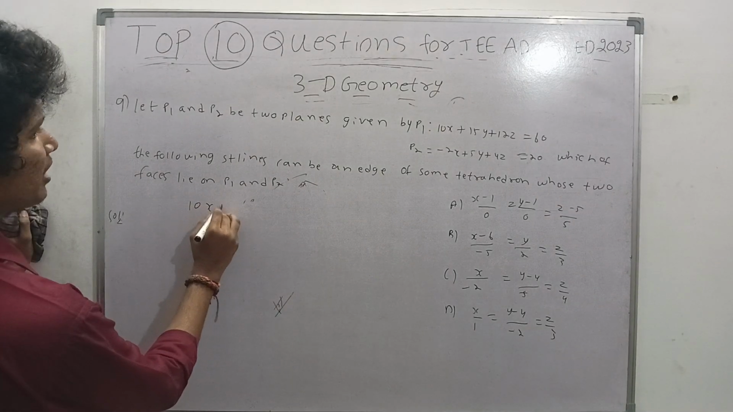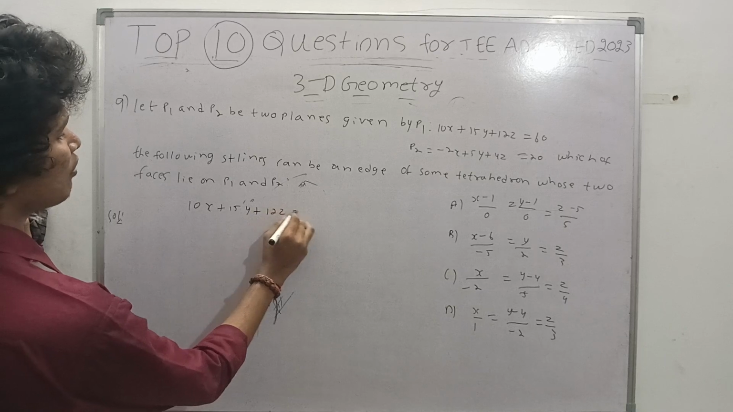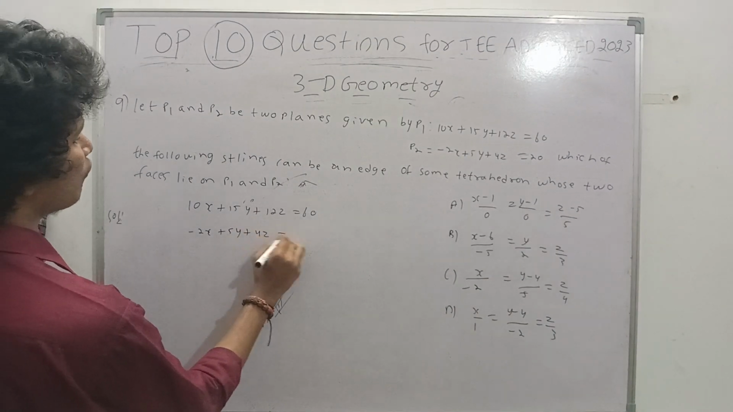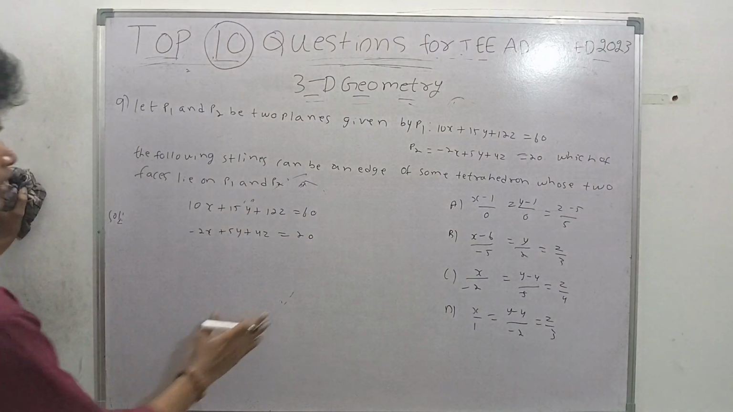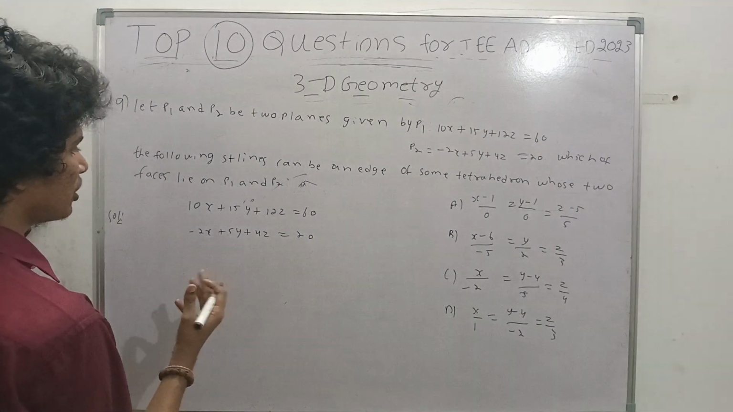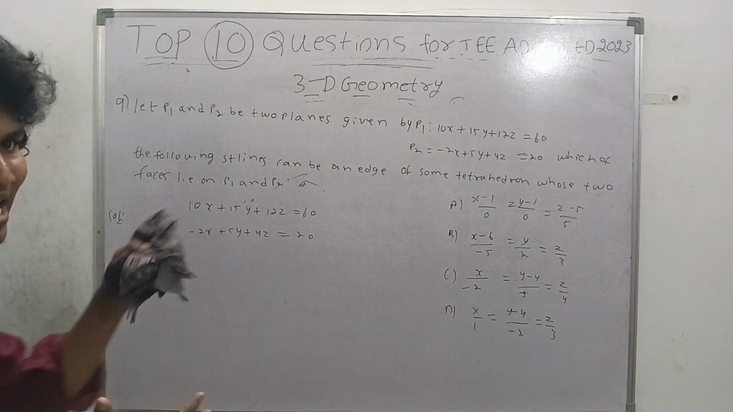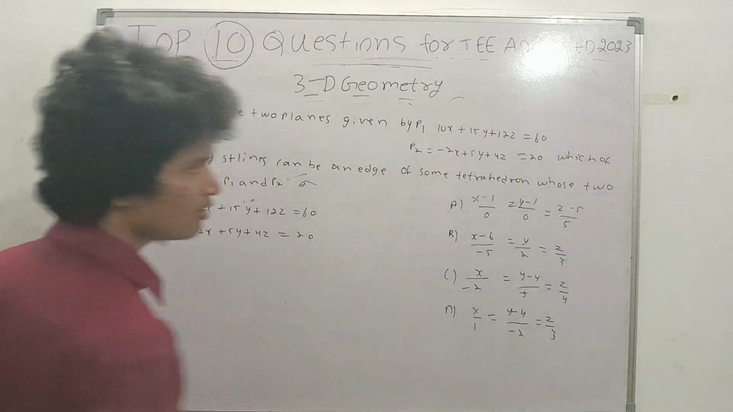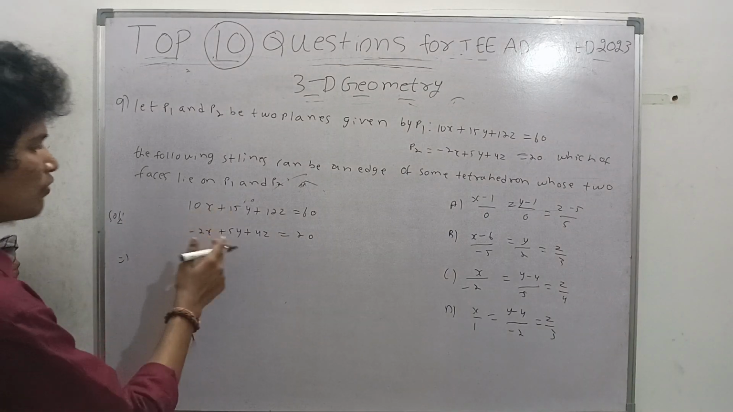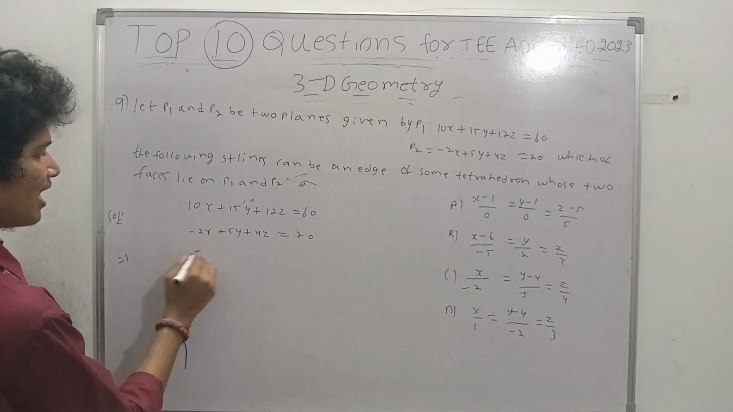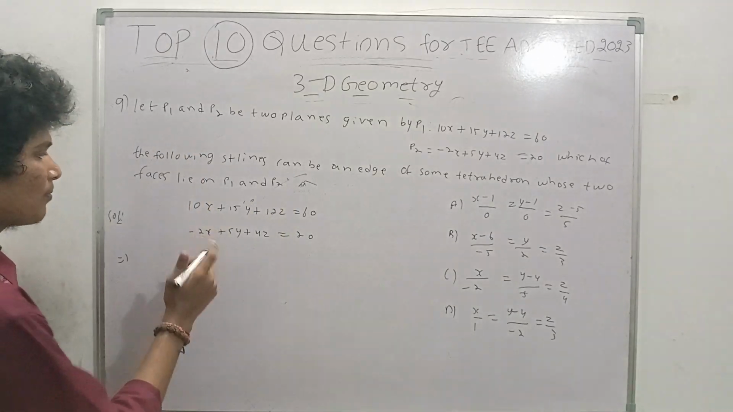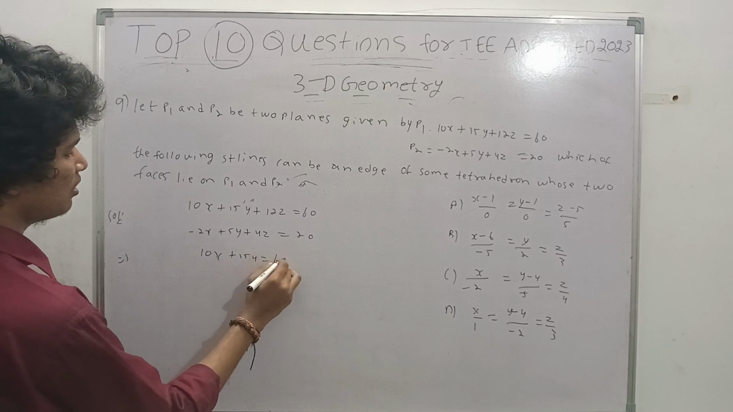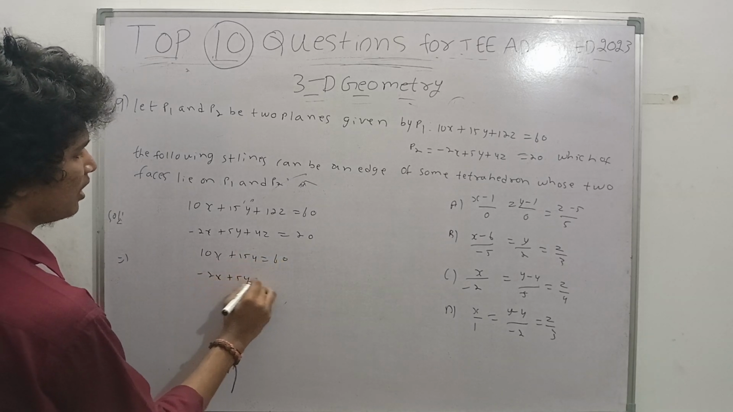So first plane equation, 10x plus 15y plus 12z equal to 60. Another equation, minus 2x plus 5y plus 4z equal to 20. Using these 2 equations, I can find the line of intersection. Because 2 planes intersect in a line, that line can possibly become an edge. So I have to find the point of intersection. For finding the point of intersection, I can eliminate one variable by keeping z as 0: 10x plus 15y equal to 60, and minus 2x plus 5y equal to 20.